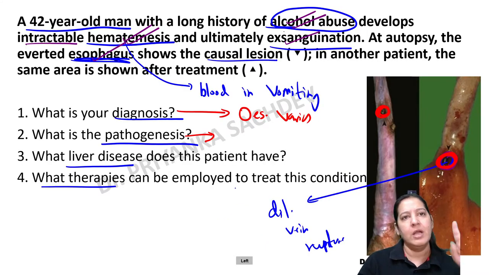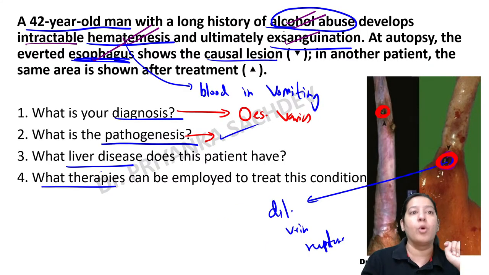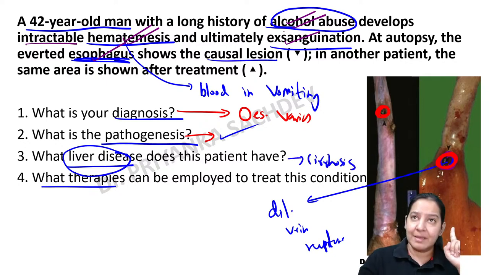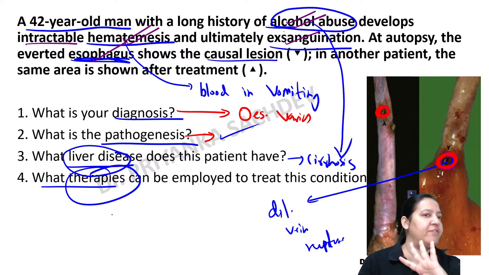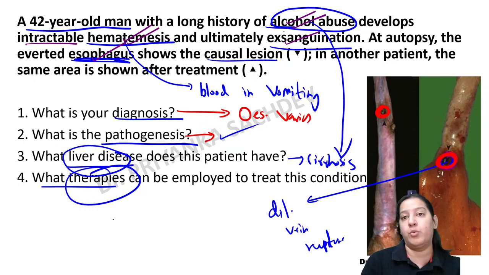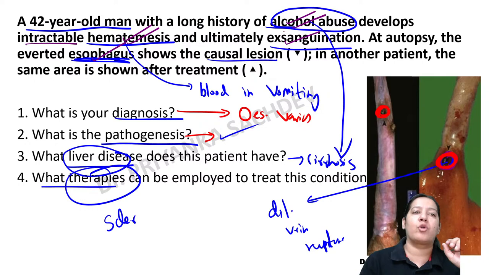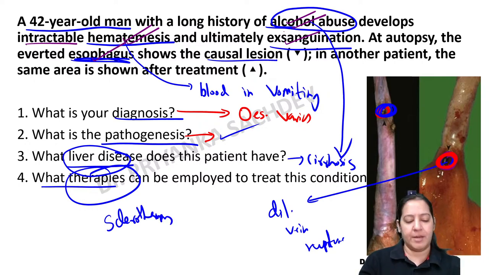You got my point? So the pathogenesis you already know. Which liver disease is this patient having? This patient is having cirrhosis of the liver. We can understand it because the biggest clue given is the alcohol abuse. And what therapies will you give to this patient? The best treatment is the liver transplant to cure the disease. But if liver transplant is not possible, temporarily you can stop the bleeding by sealing the dilated ruptured vein. Sealing is done by sclerotherapy. In this diagram, this is the sclerotherapy shown to you.